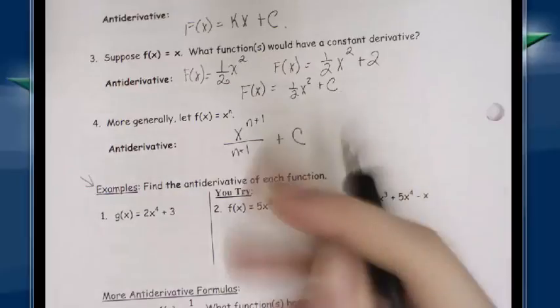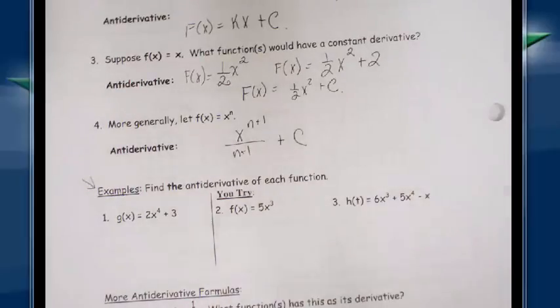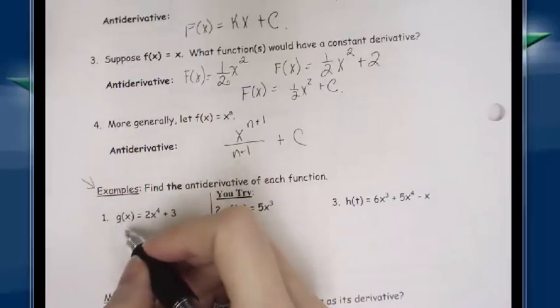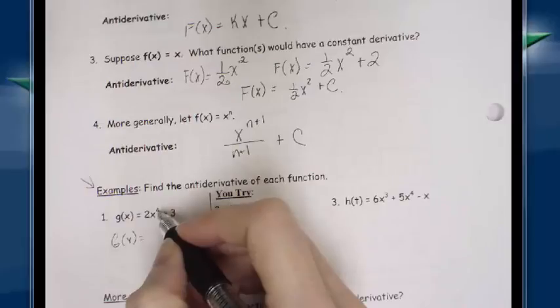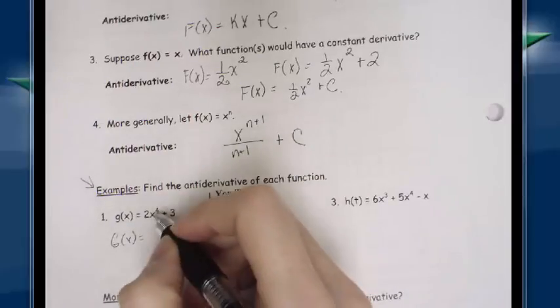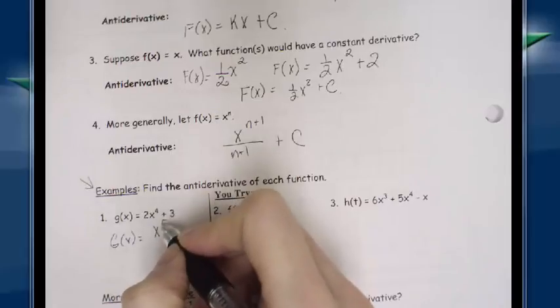We are now going to find the antiderivative. Get excited. Do it. It'll be exciting. So, capital G of x. This is a fourth power, okay? To end up with that, I have to go up a power. So x to the fifth.